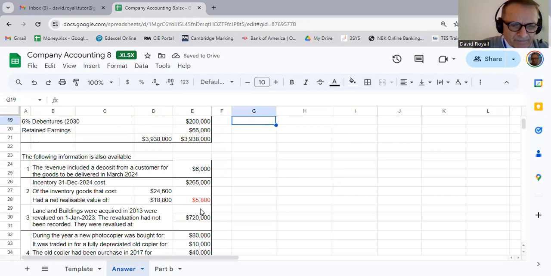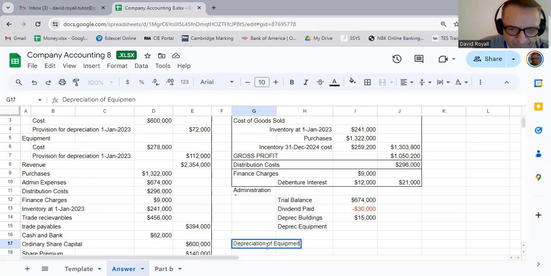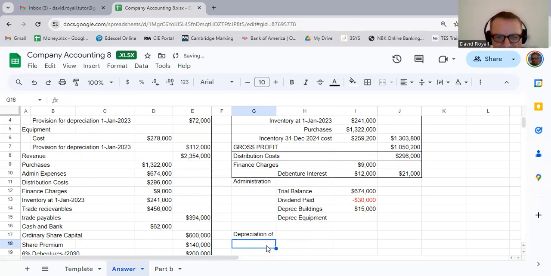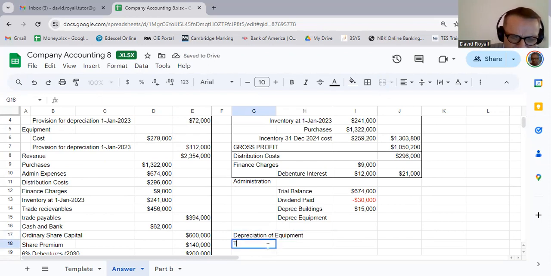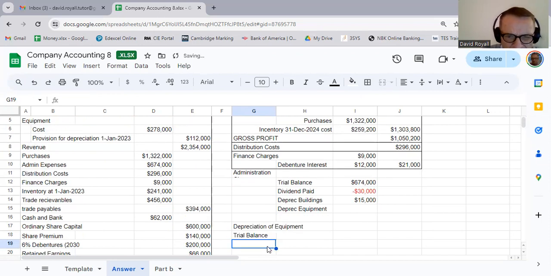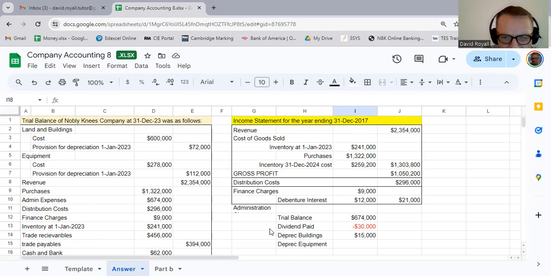Well, I'm going to do a quick bit of working out there because it's not so straightforward. First of all, let's start with the trial balance figure. Let's put it as depreciation of equipment. Okay, and I'm working on a spreadsheet, so I can just move the data down if there's not enough room. First of all, there's the trial balance figure. That's 278.